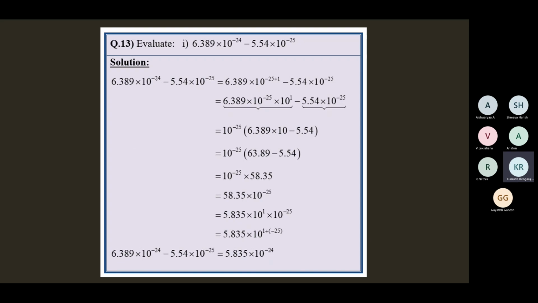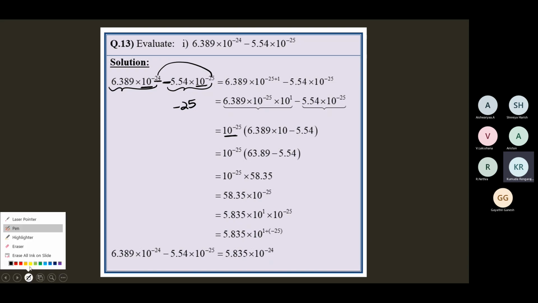How do we prepare? Now this power is minus 24. We write this in terms of minus 25. The first step is to understand the expression given. We understood that the expression is made up of two parts connected by a minus sign. In both the parts, we have 10 raised to some power. In the first part, it is 10 raised to the power minus 24. In the second part, it is 10 raised to the power minus 25. The smaller of the two powers is minus 25, so we have to take out 10 to the power minus 25 common.